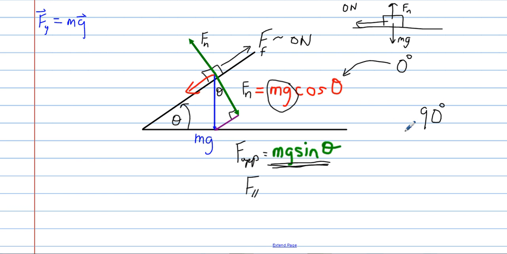Now, what if we replace theta with 90 degrees? We go through the same math. The cos of 90 in this case is 0, and that means that this normal force becomes 0. Well, under what circumstances would the normal force become 0? Well, that's when the ramp angle is 90 degrees. So in other words, this.